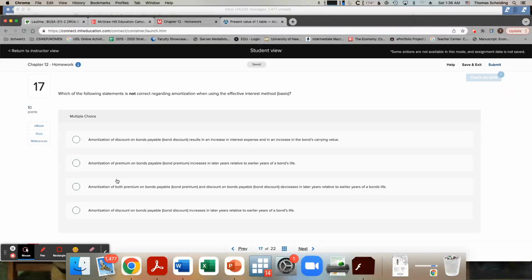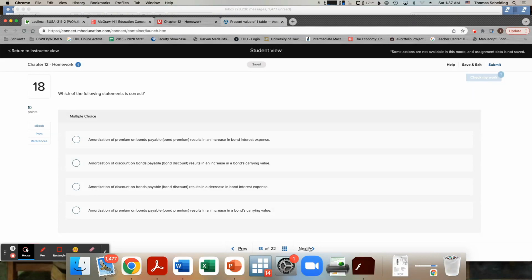Amortization of both premium on bonds payable and discount on bonds payable decrease. That is not true, right? So it's the decrease part right here that's not true, because that would actually be an increase. Amortization increases in later years. That's true. So yes, this letter C here is the not true part, and that's largely because, again, of the discount on bonds payable. The bond discount would be increasing in later years.